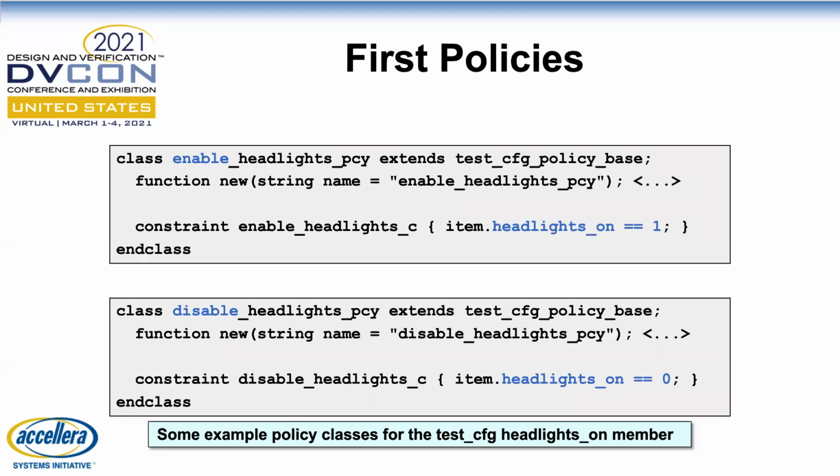Let's write some policies. An easy place to start is with test config member variables that have on-off or enable-disable types of constraints. Typically, these are bit type members or members of an enum type with two values. Here, the test config variable headlights on is of bit type. Each and every constraint will use the form of item.variable because these constraints will be applied to the item or test config in this example.